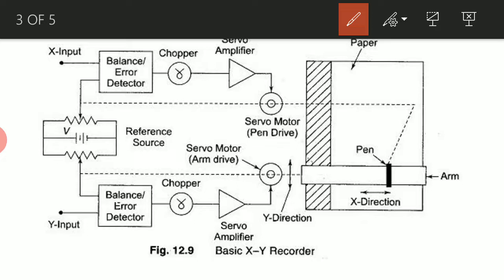In many physical systems, we need to relate two physical quantities, right? Sometimes we may need to obtain graphs showing the dependence of these quantities. So XY recorders can be used in such cases.